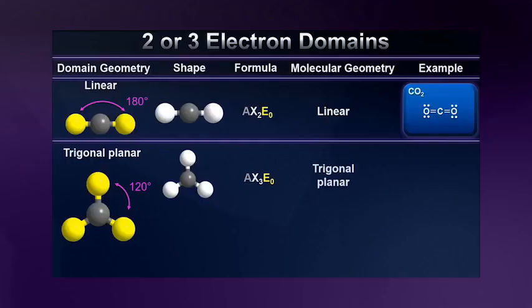And again, we would call the molecular geometry exactly the same name as we do the domain geometry. This is a trigonal planar molecule. And a classic example of this is boron trifluoride, a chemical reagent used by organic chemists.